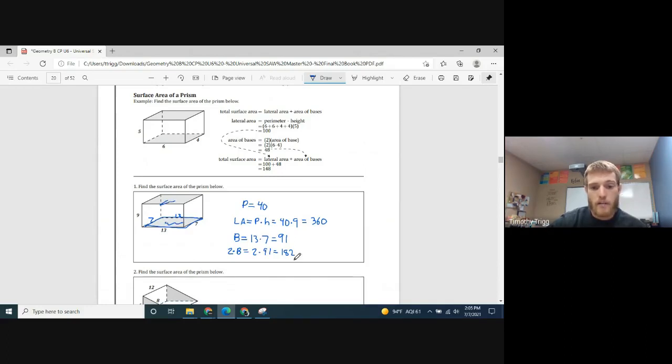So now you take the area of the two bases, the total base area, plus the total lateral area, and you add those together to get the surface area. So in our case, the surface area will be 360 plus 182, which is 542.